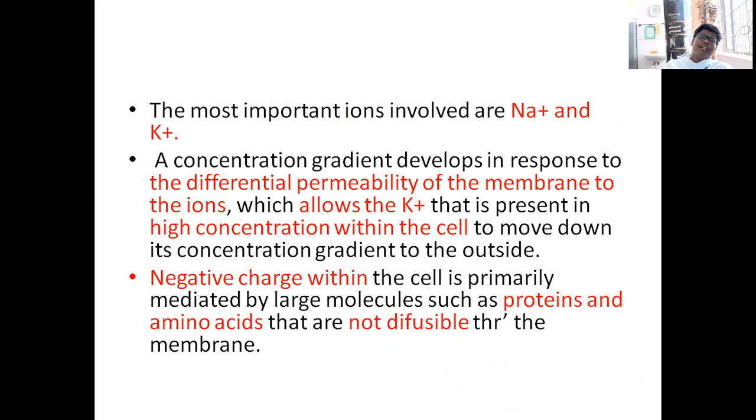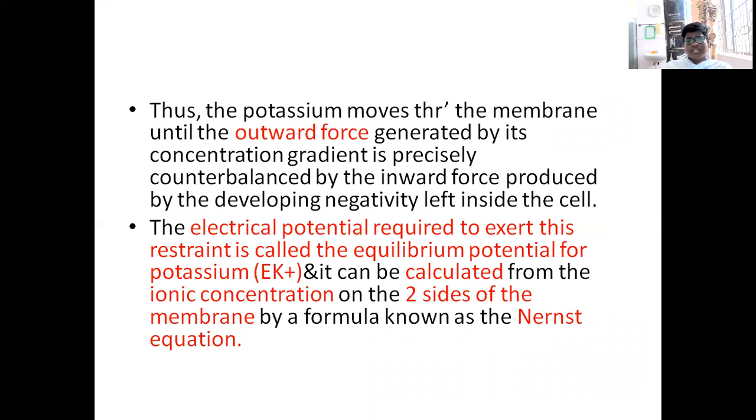The concentration gradient develops in response to different permeability of the membrane to ions, which allows the potassium, present in high concentration within the cell, to move down its concentration gradient to the outside. Negative charge within the cell is primarily mediated by large molecules such as proteins and amino acids that are non-diffusible through the membrane. Thus, the potassium moves through the membrane until the outward force generated by its concentration gradient is precisely counterbalanced by the inward force produced by the developing negativity left inside the cell.